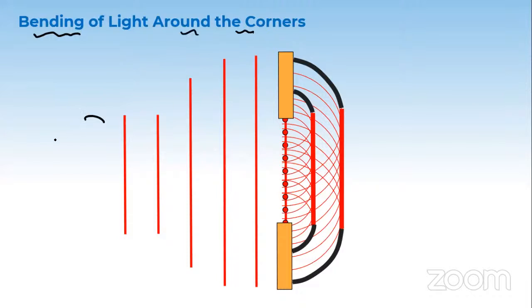Suppose planar wavefronts are generated. When these wavefronts pass through these obstacles, you can see the results. These are the results here. When they pass through these obstacles, you'll get these on the screen, on the right hand side.